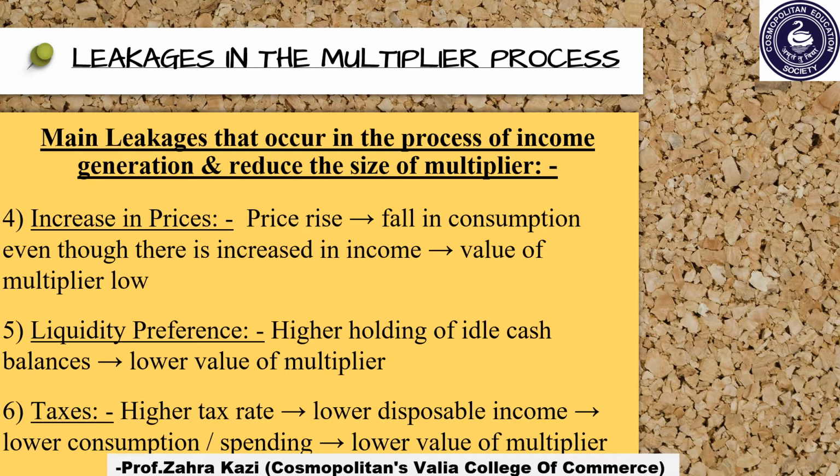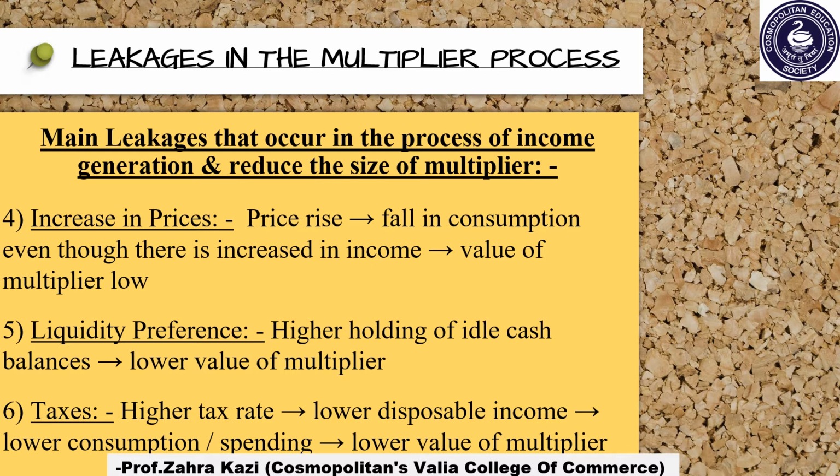The next leakage is liquidity preference. So if people have a habit of holding higher, that is idle cash, and do not use it for consumption, then it becomes a leakage in the multiplier process. This restricts the value of the multiplier and thus the value of the multiplier falls.